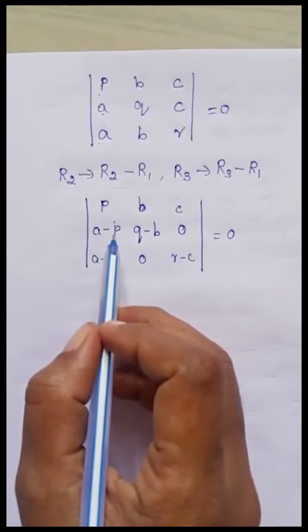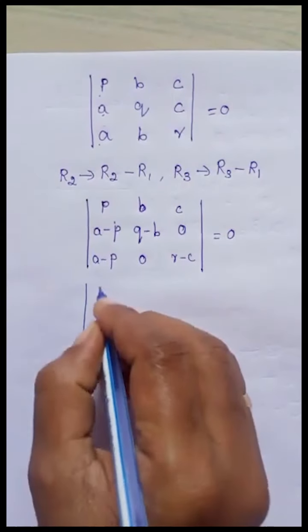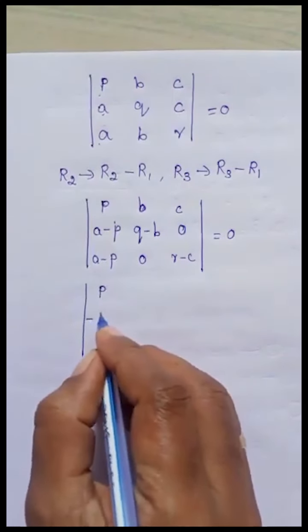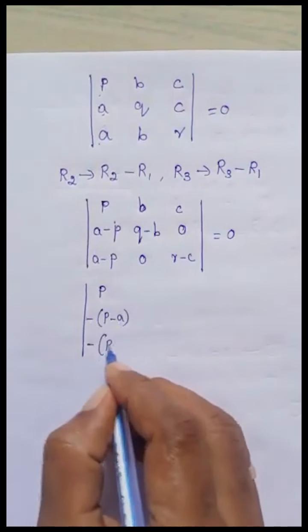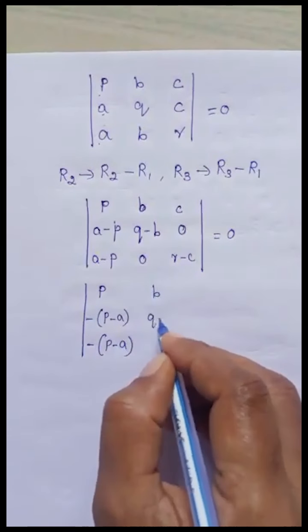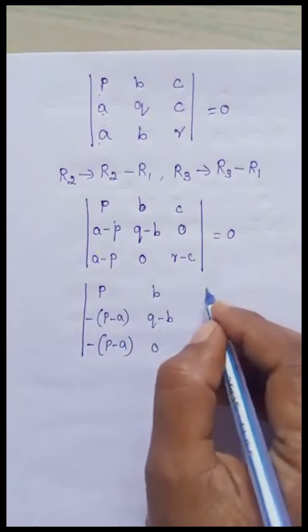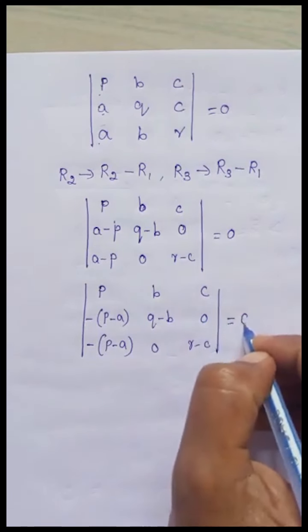See, actually in our answer, we need P minus A, not A minus P. So here I am taking the minus outside, so we may get P minus A. Here also minus, this is P minus A. Here Q minus B, 0. Then 0 and R minus C.